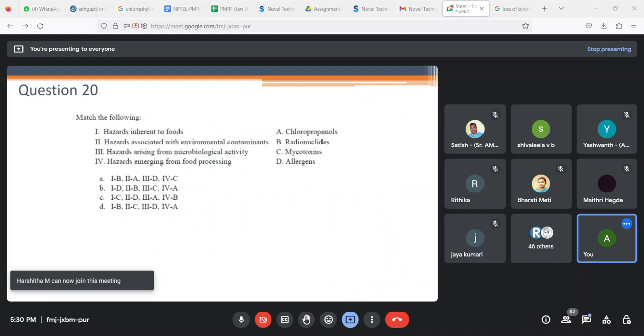So the last question for the session, question 20. Match the following: hazards inherent to foods, hazards associated with environmental contaminants, hazards arising from microbial activity, and hazards from food processing. So which corresponds to what?